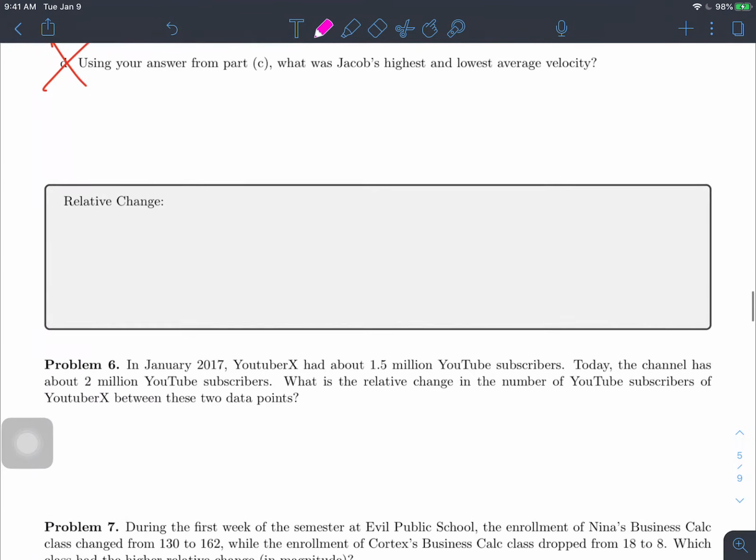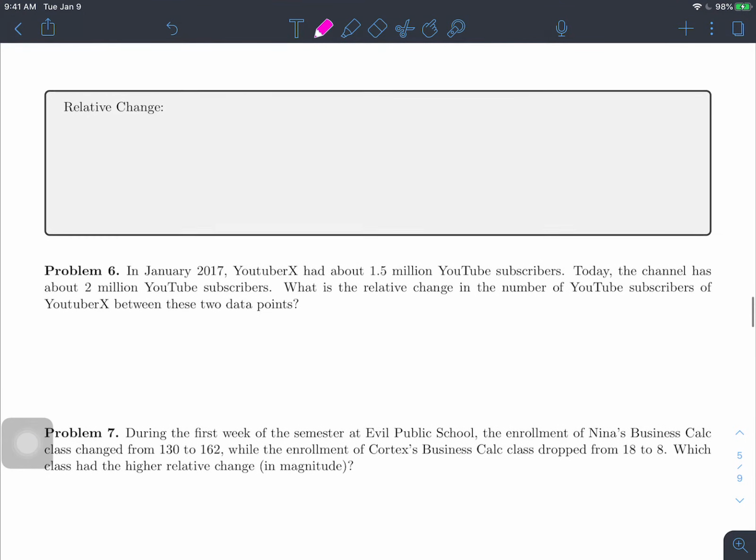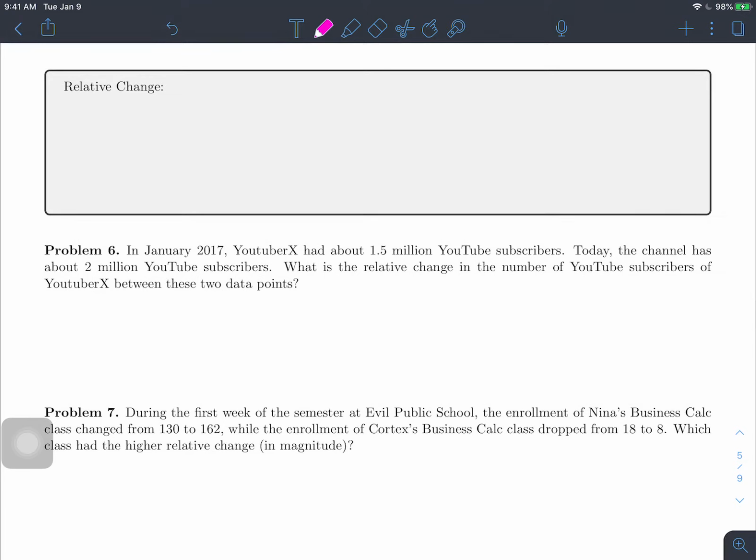All right, relative change. The way I want to describe relative change to you is by using percents, such as a sale percentage. So if I go to the store and there's a t-shirt that's $20 and they say it's 50% off, how much do I pay? $10. Half of the price, right? 50% off means half the price.